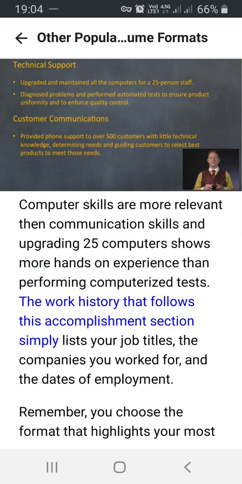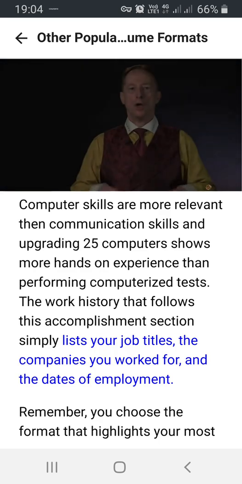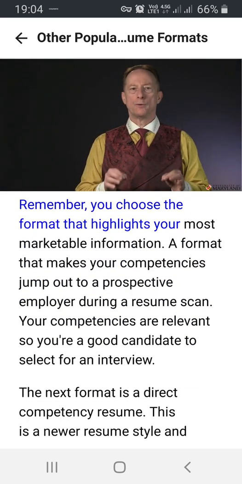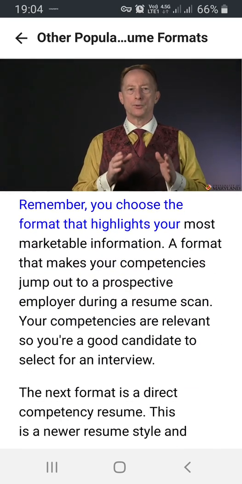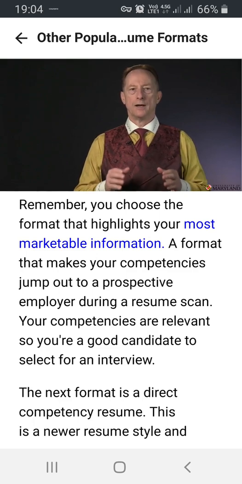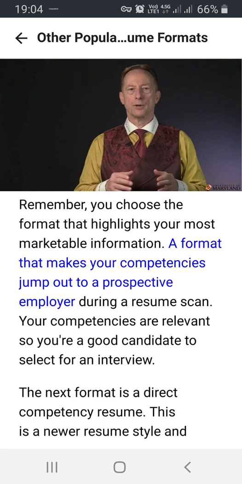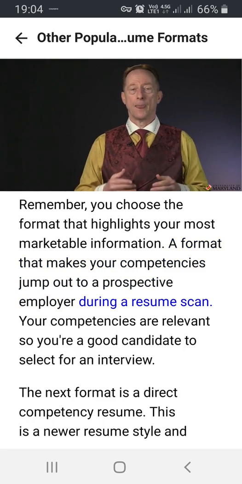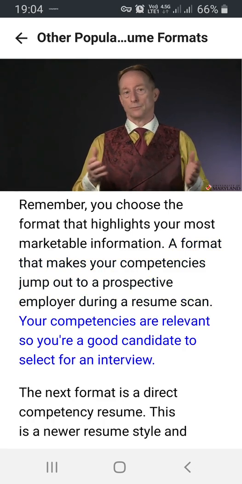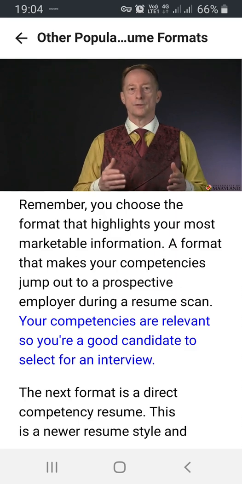The work history that follows this accomplishment section simply lists your job titles, the companies you work for, and the dates of employment. Remember, you choose the format that highlights your most marketable information, a format that makes your competencies jump out to a prospective employer during a resume scan. Your competencies are relevant, so you're a good candidate to select for an interview.